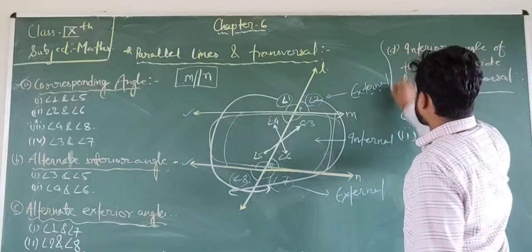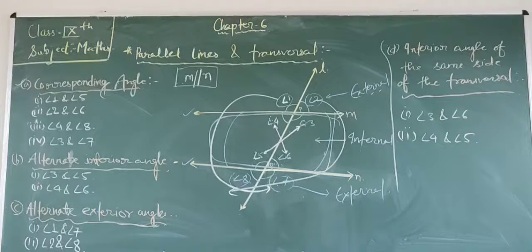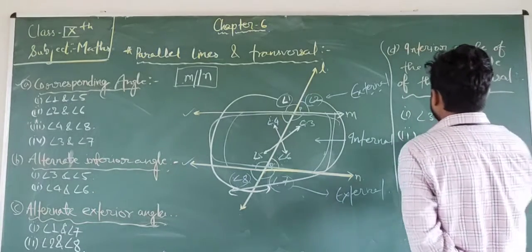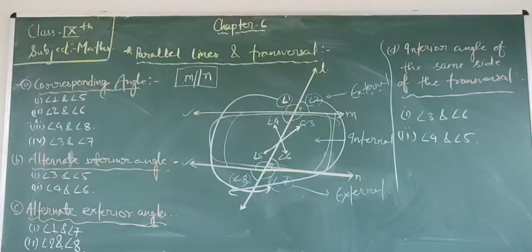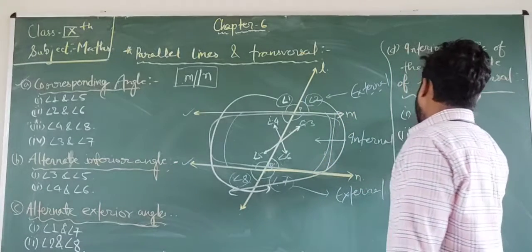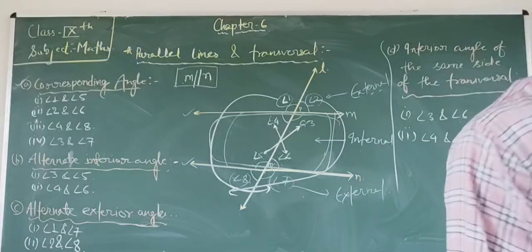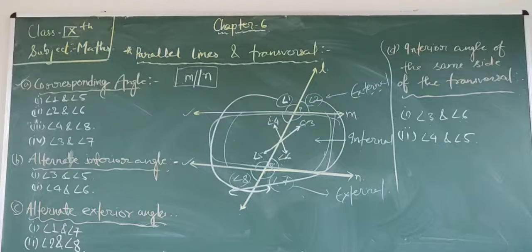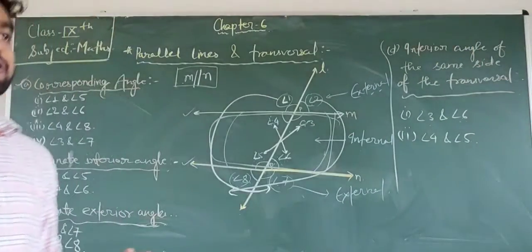Now the last term, interior angles on the same side of the transversal. These are not necessarily equal to each other, but we have one property for them: the sum of these two angles is always 180 degrees, only if M is parallel to N. Then angle 3 and angle 6 add up to 180 degrees, and angle 4 and angle 5 add up to 180 degrees. This property we will use in exercise 6.2. From tomorrow we will do exercise 6.2. Thank you.